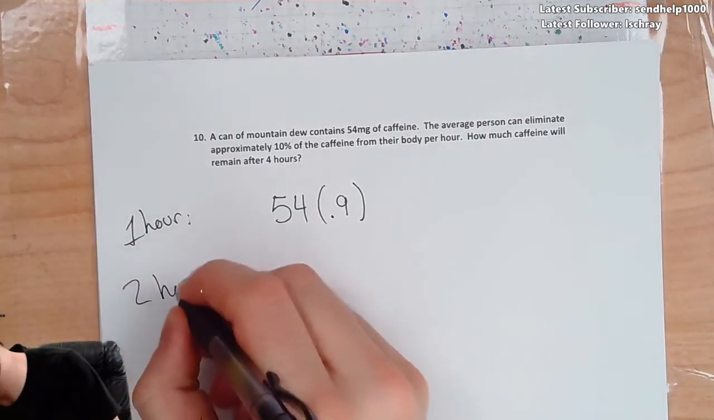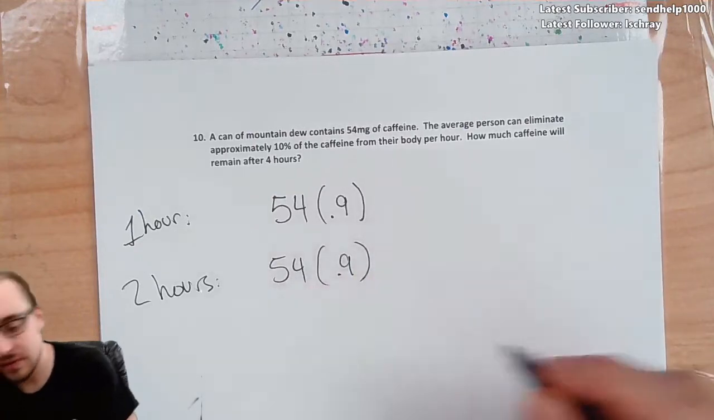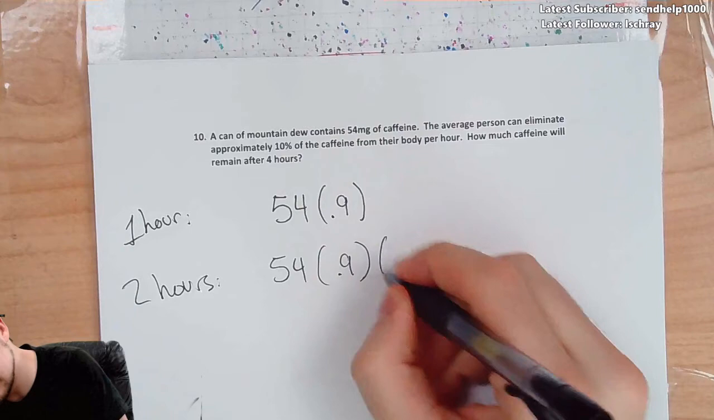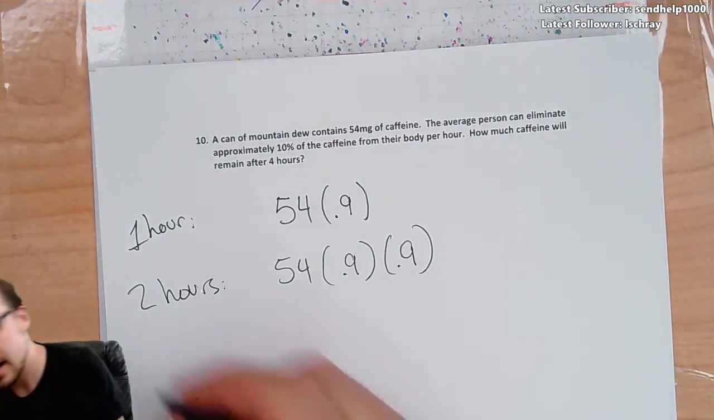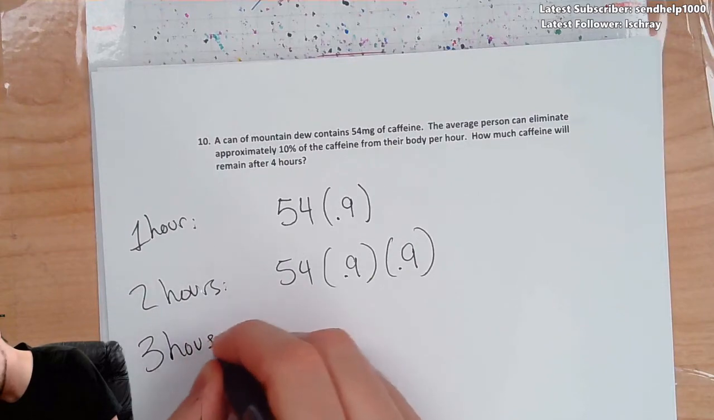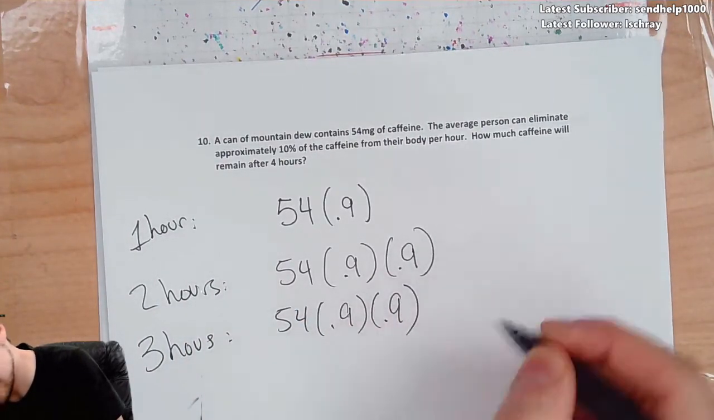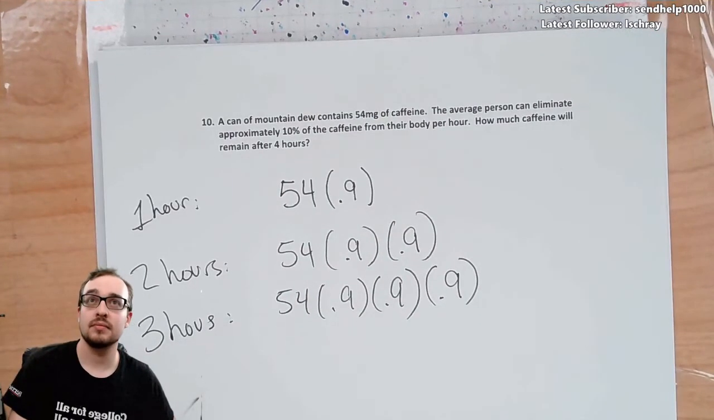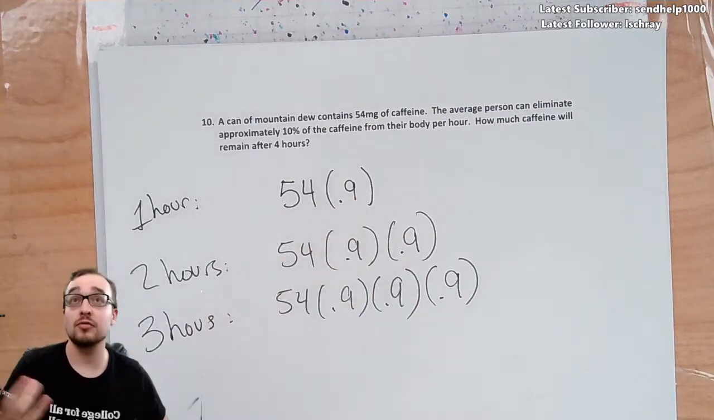After 2 hours, how much is going to be left? Well, that's after 1. 90% of that will be left over. So 90% of that will be left over. After 3 hours, this is how much is left after 2. After 3, 90% of that will be left over. Are you smelling what I'm stepping in here? There's an easier way. There's a formula we can do here.